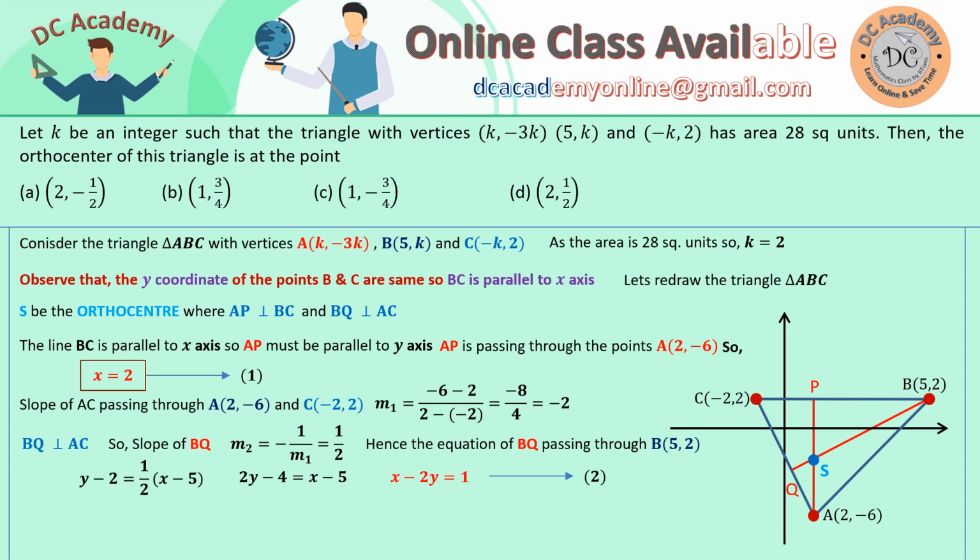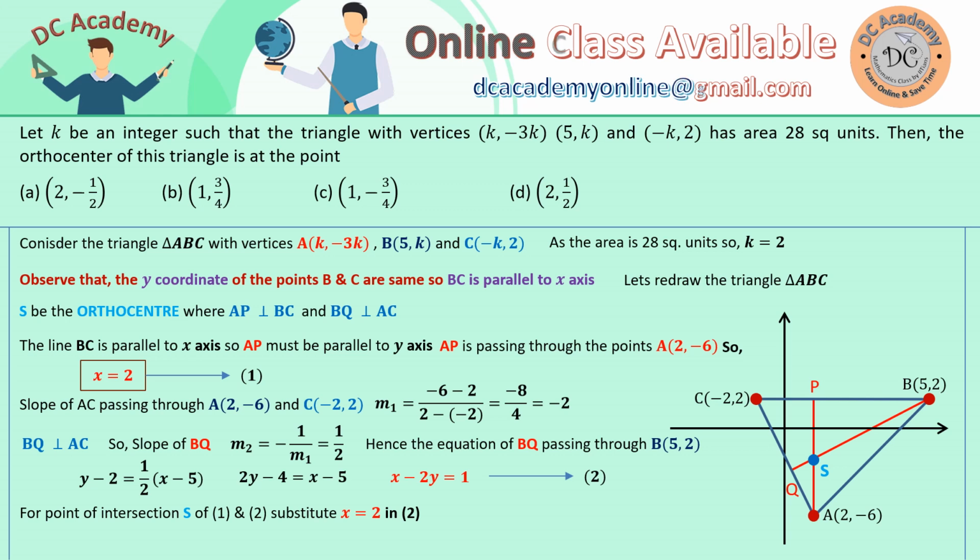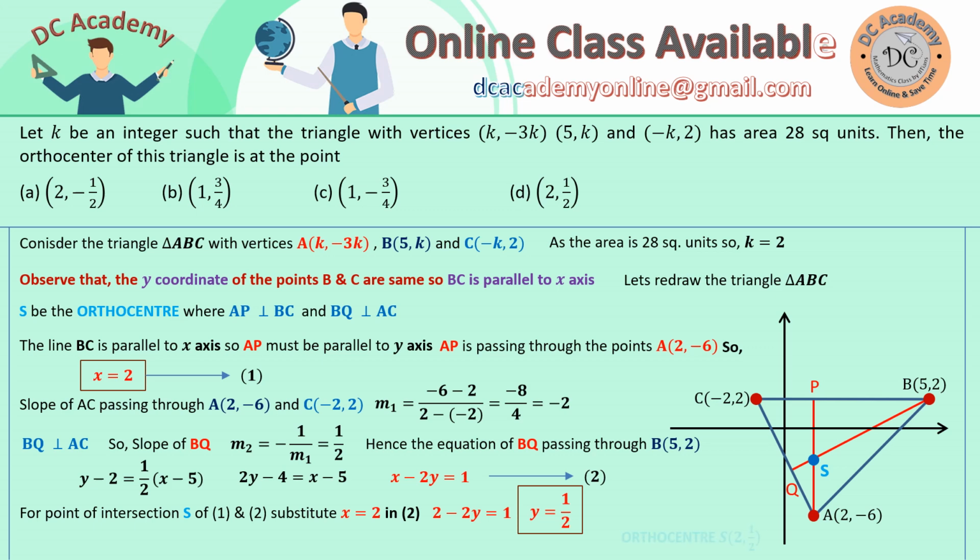Now the orthocentre will be the point of intersection of lines 1 and 2. So let's substitute x = 2 in relation number 2. We find that 2 - 2y = 1. By solving, we get y = 1/2. Hence the coordinate of the point of intersection is (2, 1/2), and hence the orthocentre S is (2, 1/2), and we obtain the correct option as D. So that's the orthocentre. That's the problem. Hope you understood it.